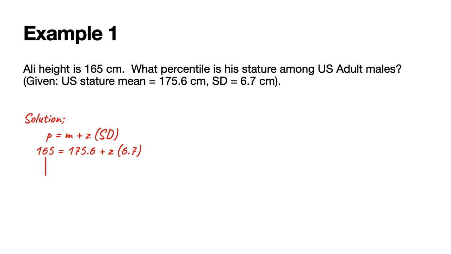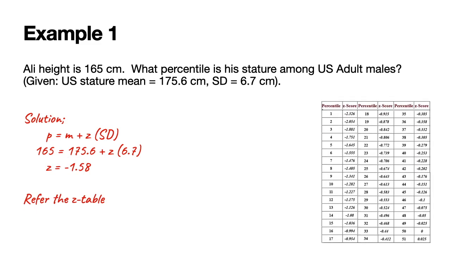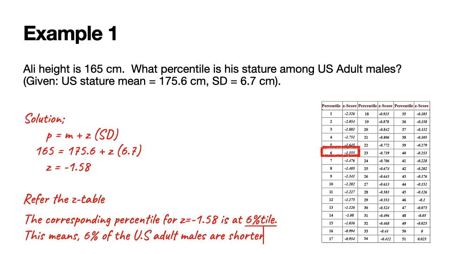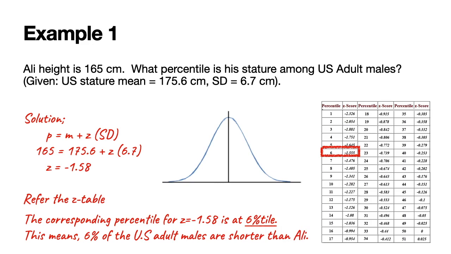If we solve this equation, we will get Z to be negative 1.58. Now, let's refer this value to the Z table. We will see that negative 1.58 corresponds to the 6th percentile of the data. So if we illustrate Ali's position on the normal distribution curve, he would be somewhere here. This means that about 6% of the US male population are shorter than Ali. It also means that Ali is within the shorter range of the US population.